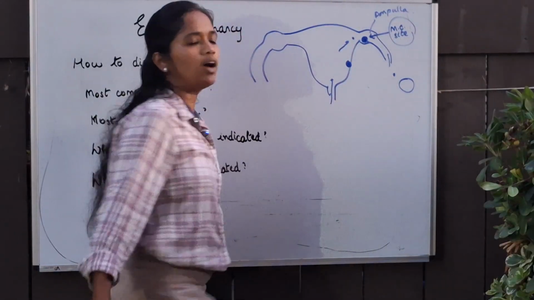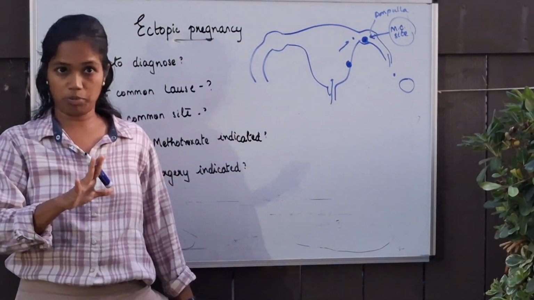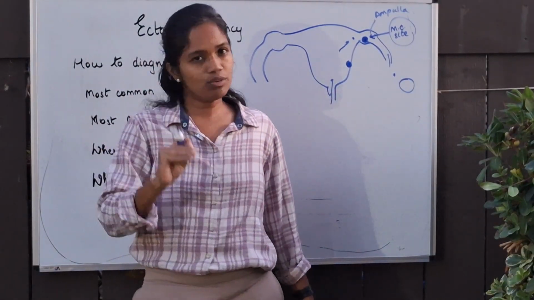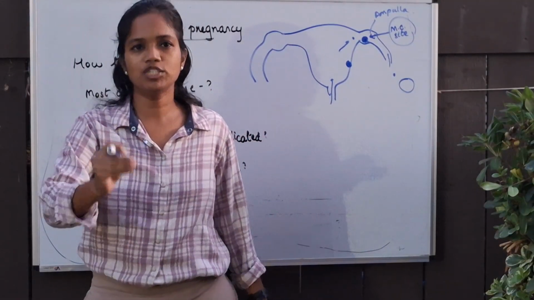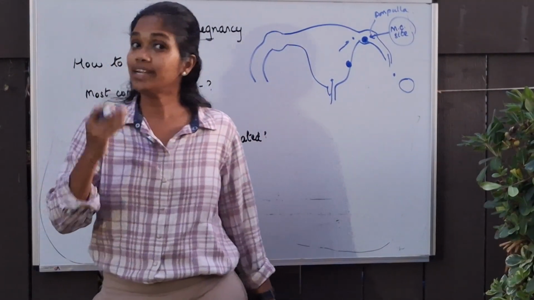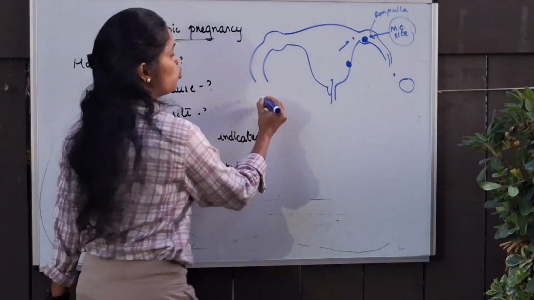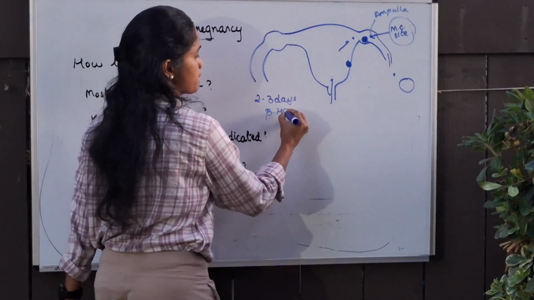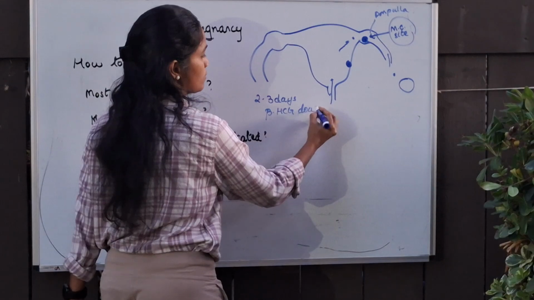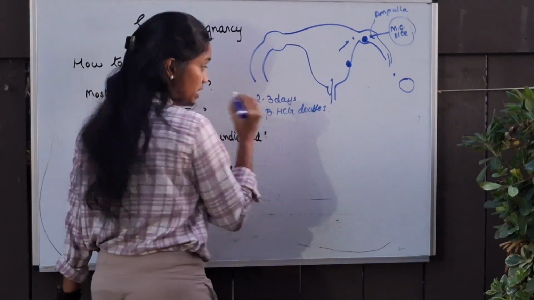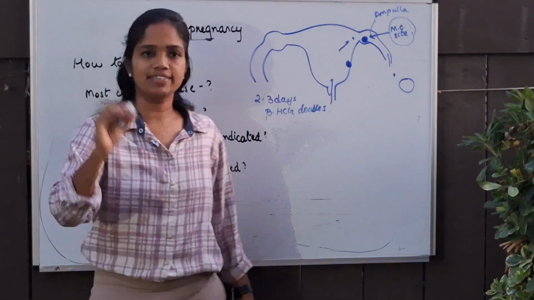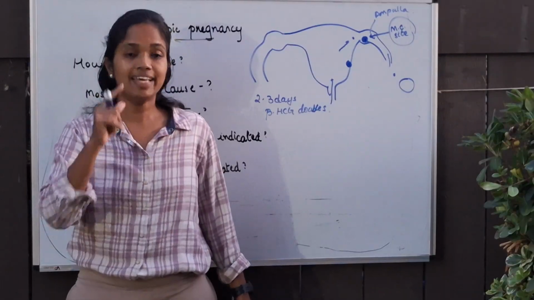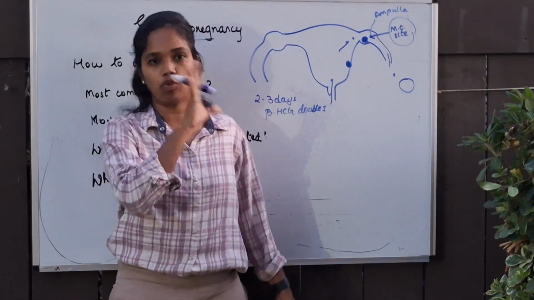Now, how is it possible to diagnose ectopic pregnancy without ultrasound? We need to check the beta HCG levels. One knows that the beta HCG levels will increase during the pregnancy. But what is the rate of increase? Every 2 to 3 days, the beta HCG will double. If the beta HCG levels do not double every 2 to 3 days, then it should lead us to the suspicion that it might be ectopic pregnancy.